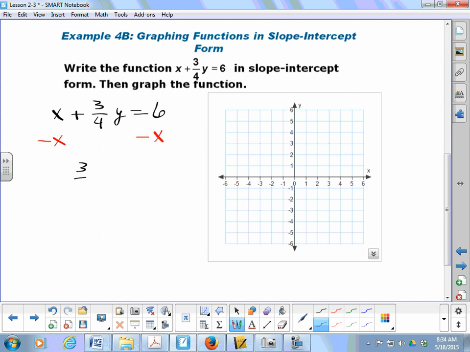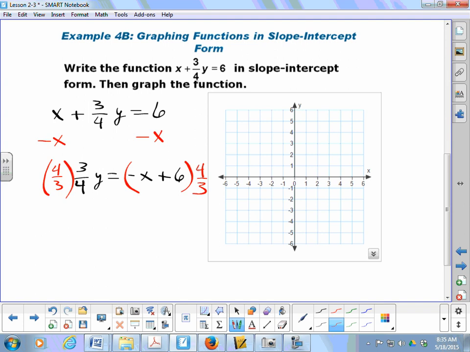So 3/4 y equals negative x plus 6. Okay, I'm going to write it with the x first. All right. Now, to get rid of the 3/4, normally we would divide by that, right? Because we're multiplying times y. But if it's a fraction, we're going to multiply by the reciprocal. So we're going to multiply this whole side by 4/3. Dividing by a fraction is the same as multiplying by the reciprocal.